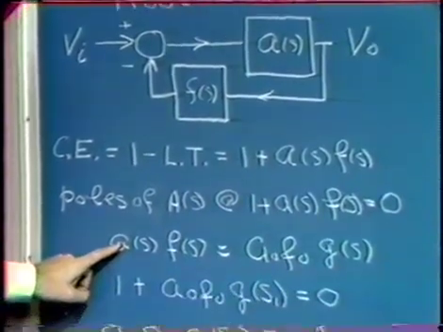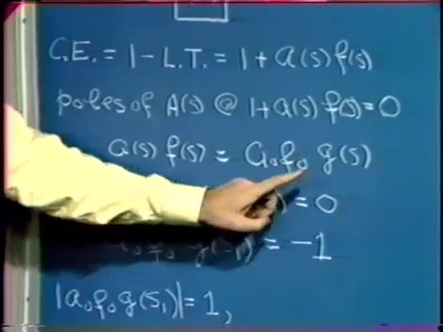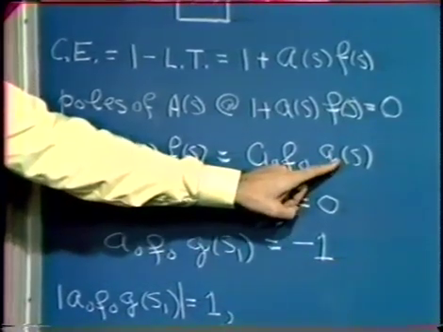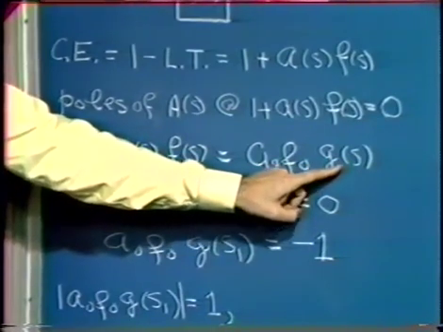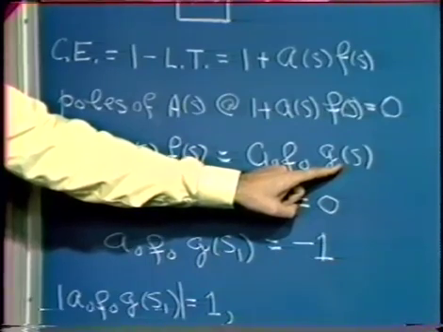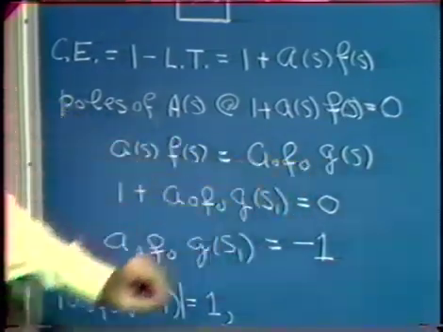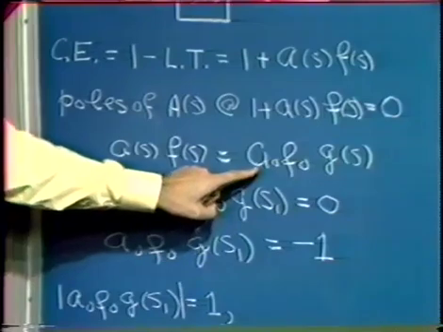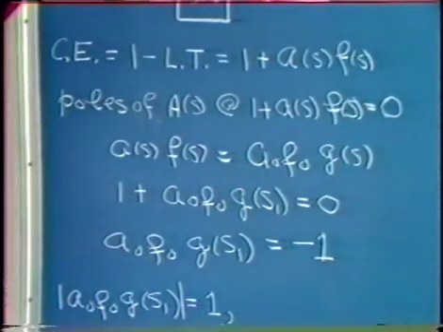We may choose to express the AF product as being equal to A naught F naught times some G of S, where we've included all of the frequency-dependent portions of the loop transmission in G of S. And furthermore, we'll choose to write G of S in a form such that G of 0 is equal to 1. We'll normalize G of S so that the DC value of G of S is 1. In that case, the quantity A naught F naught has the physical interpretation of being the magnitude of the DC loop transmission.